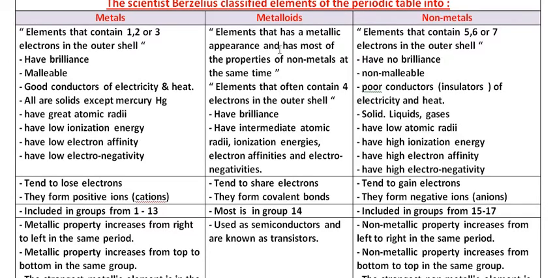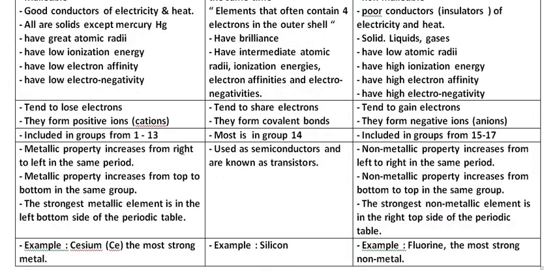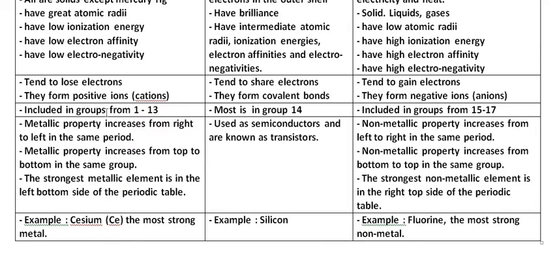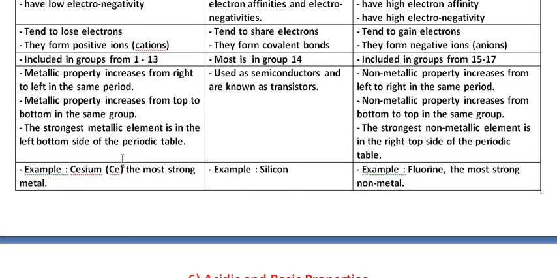In between them there are metalloids. They have some properties of metals and some other properties of the non-metals. They have a metallic appearance and have most of the properties of non-metals. They tend to lose electrons and also tend to gain electrons, forming positive ions or negative ions, anions. These are around group 14.